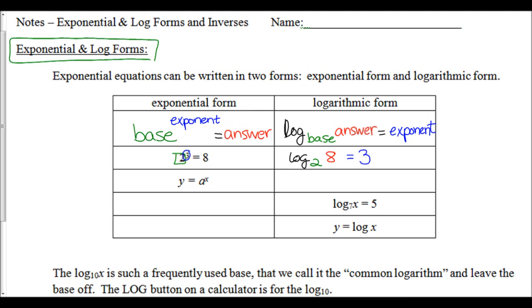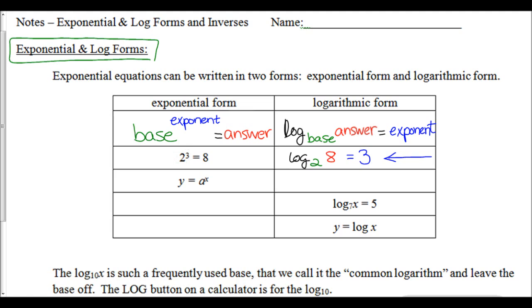This expression would be read, the log base 2 of 8 is equal to 3. Remember, the log base 2 of 8 means 2 to what power gives me 8, and the answer is 3. The result of evaluating a logarithm gives you the exponent.